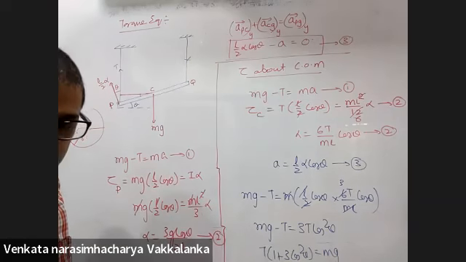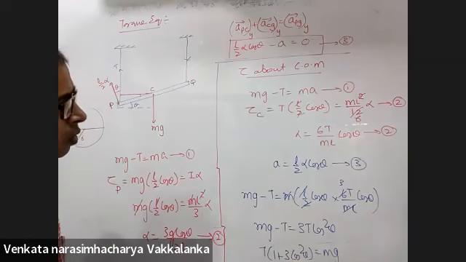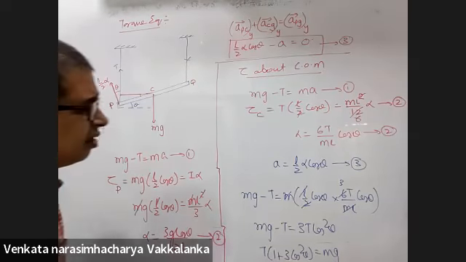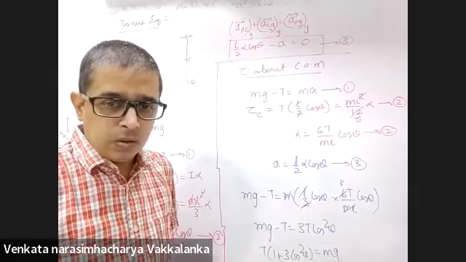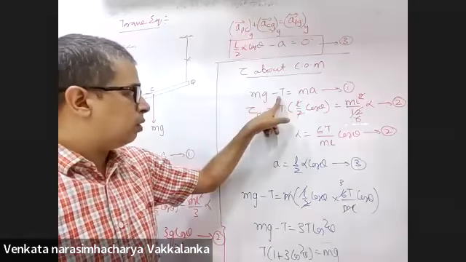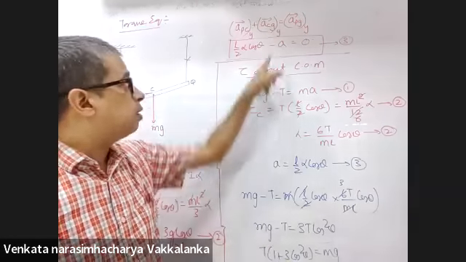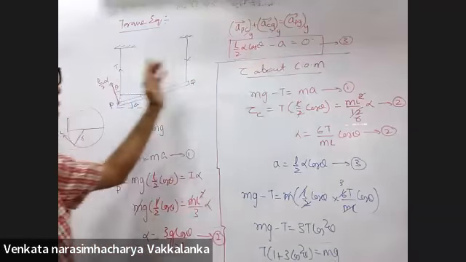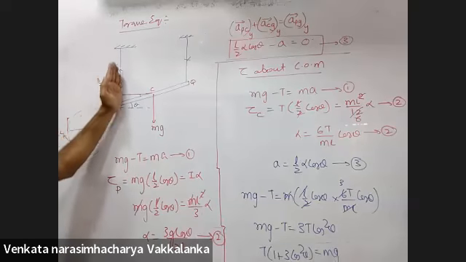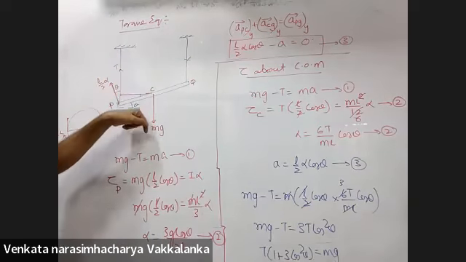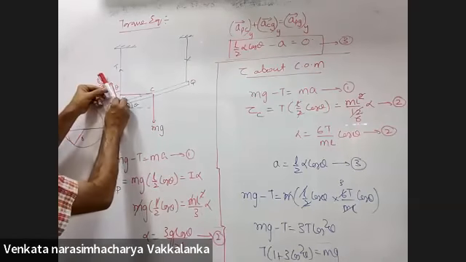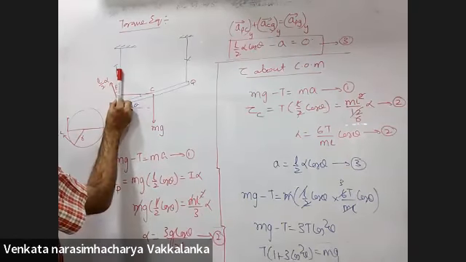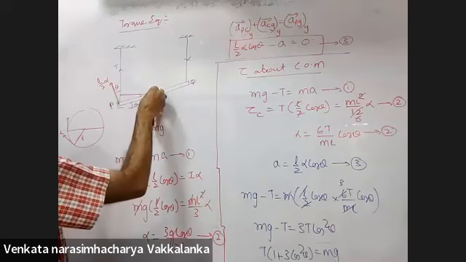Sir, technically on the right-hand side, in the top equation, L by 2 alpha cos theta minus A, it should be minus L by 2 alpha cos theta plus A. The answer will be the same, but as per sign convention. Here L by 2 alpha cos theta is in the upward direction, and A is in the downward direction. So we had taken upward as minus.